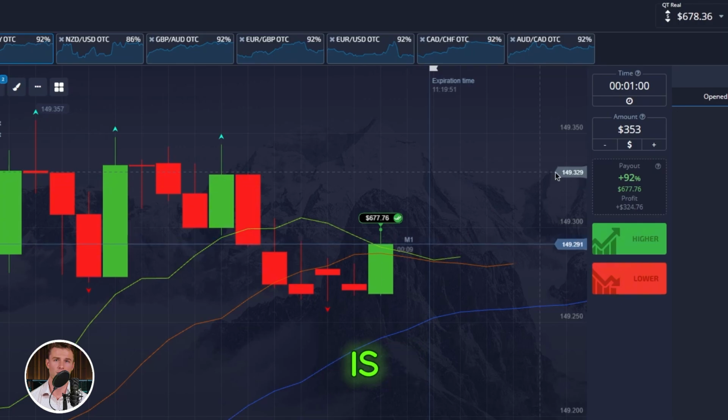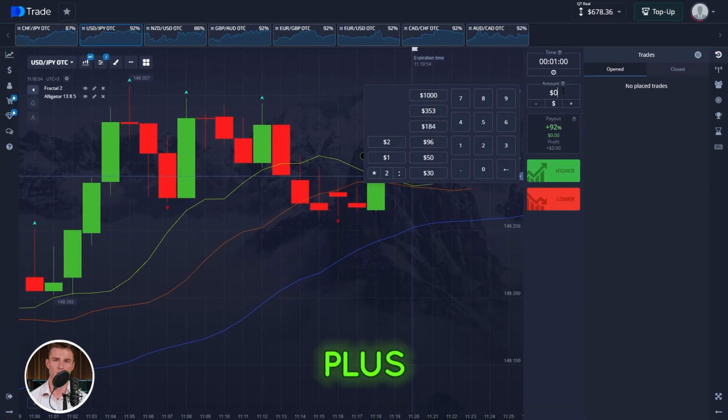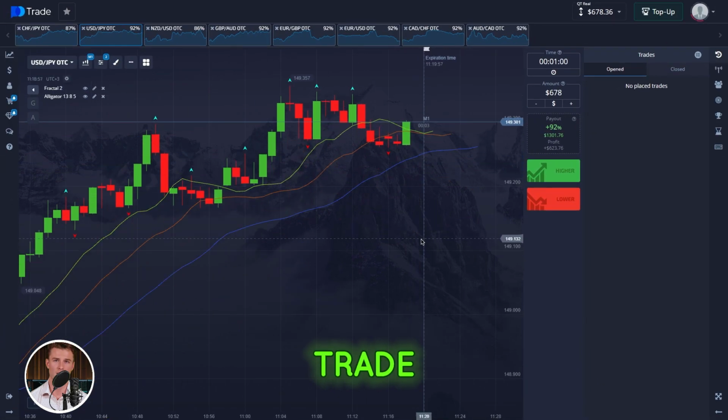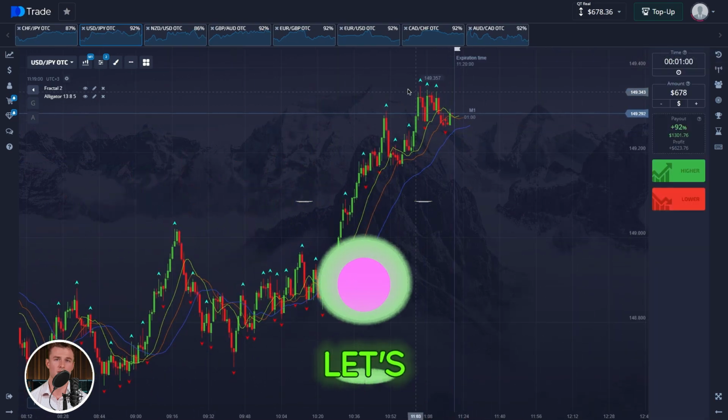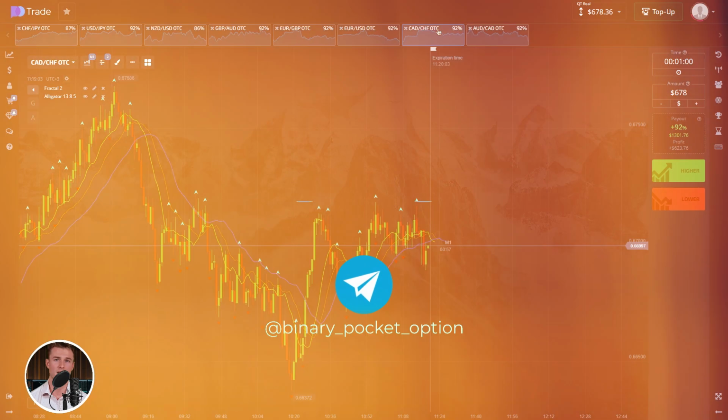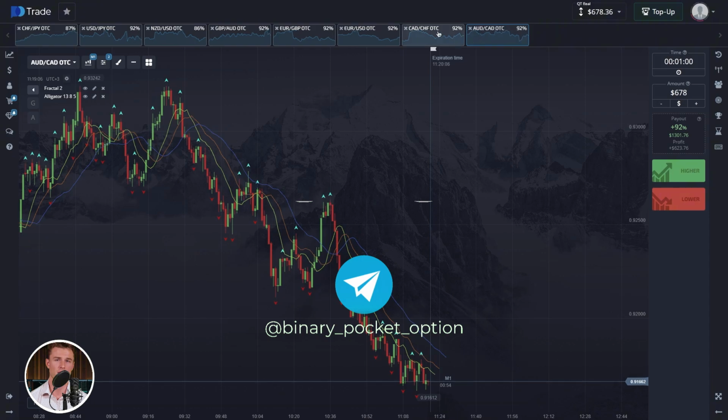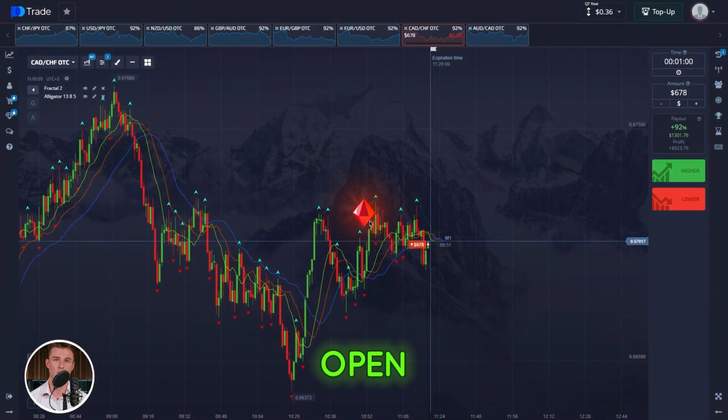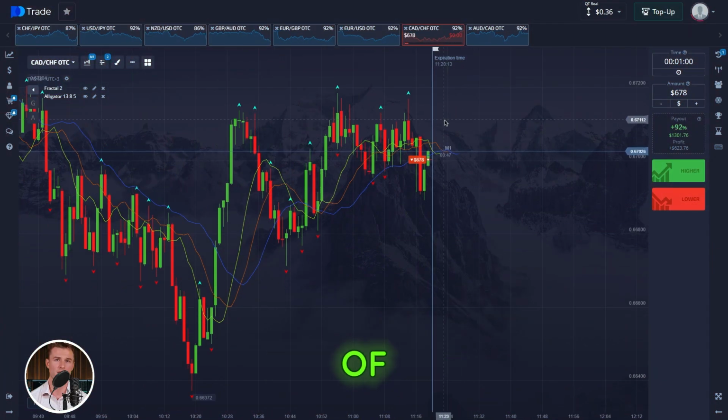And our next trade is again easily closed in plus. Let's change the value of the trade and continue our trade. Let's pick up the next currency pair. And here let's open a trade on the downside in the direction of the trend.